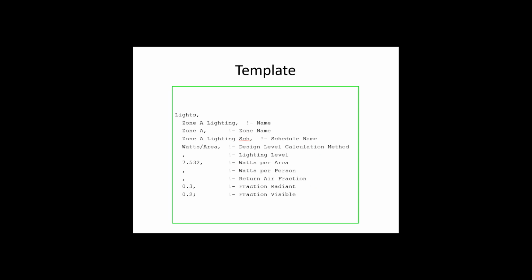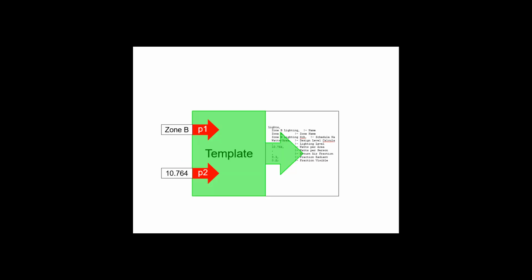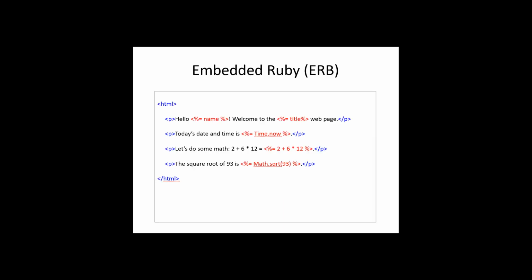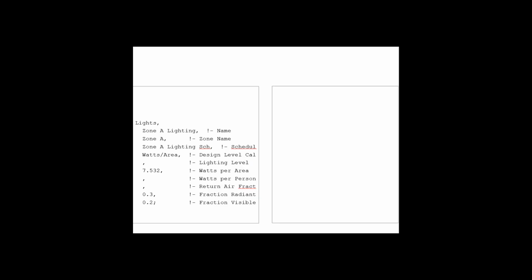So if we take a look at one of these templates, let's look at just a simple lighting object. We have all the different fields that describe the lights in a zone, and most of this text is going to be the same for every zone, except obviously we want to change the zone name and the name of the lighting objects, maybe the watts per area, lighting power density. So the idea is we have this template and we can just feed in those parameters that are changing. This is the idea of embedded Ruby that's used in web applications, and we can leverage that to vary the parameters within this lighting template.